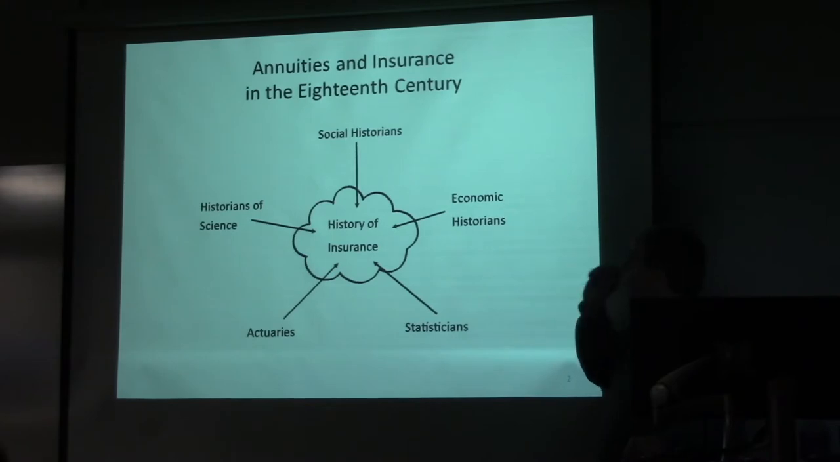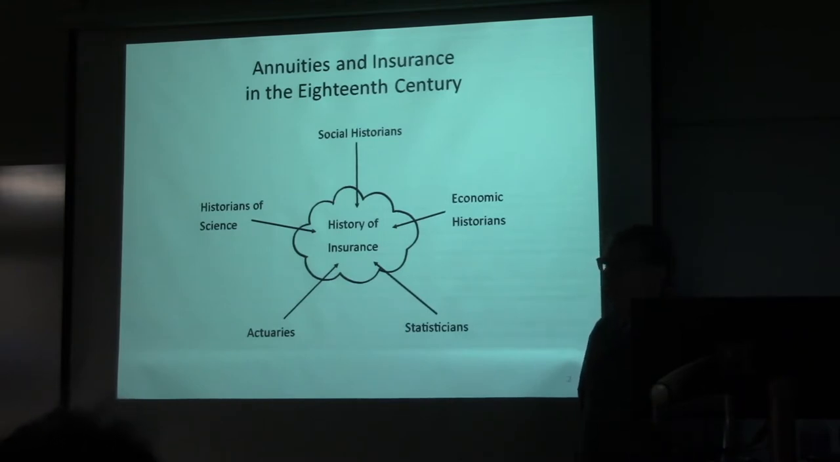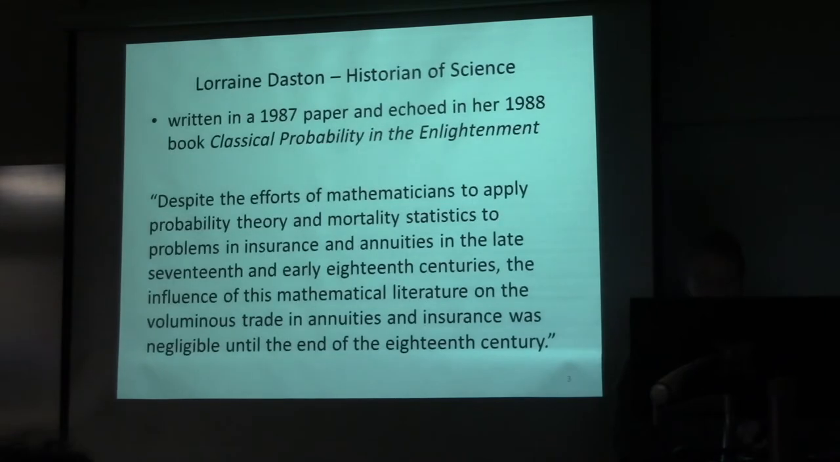One social historian has looked at it as it comes up, and economic historians have looked at annuities from the point of view of the national debt as it was established in Britain. And the national debt got established because of the wars with France starting just prior to 1700, wars of William III and Louis XIV. And those were financed by life annuities, the sale of life annuities. So to start with Daston, she wrote a paper about the problem, and then it wound up in her book.